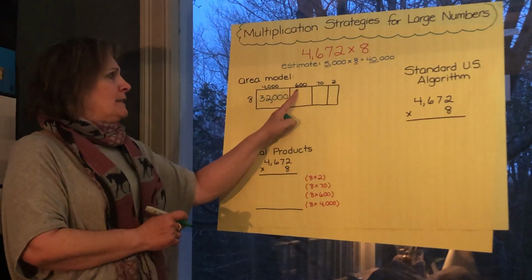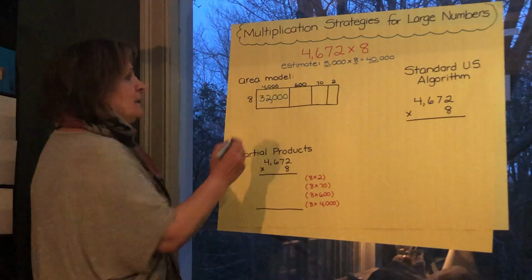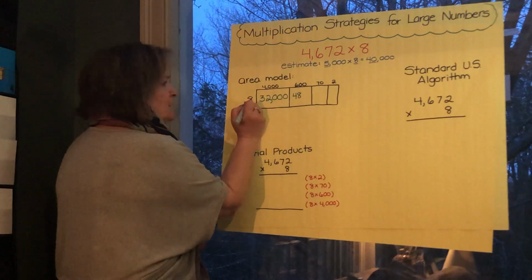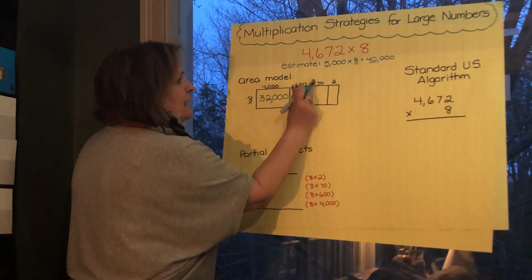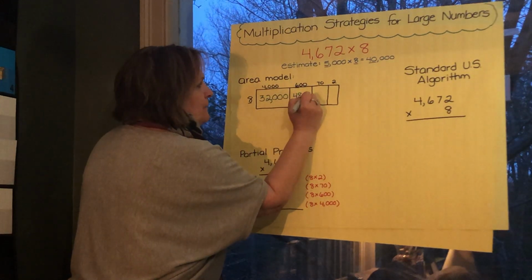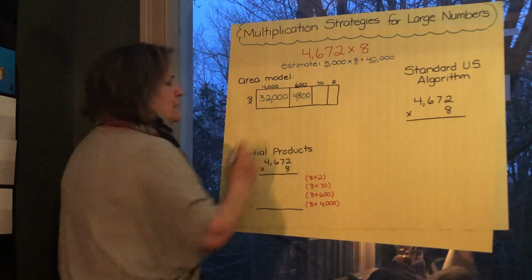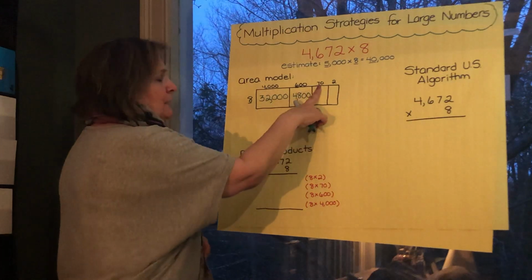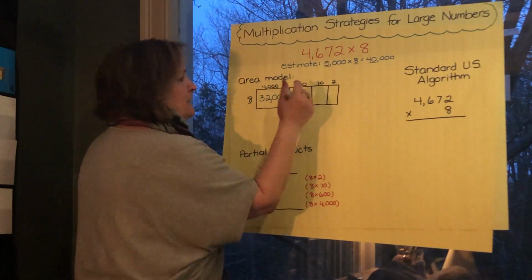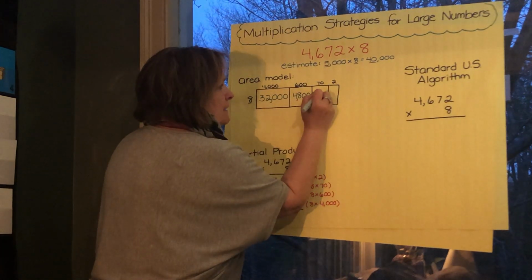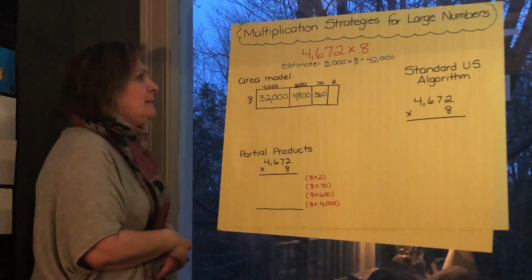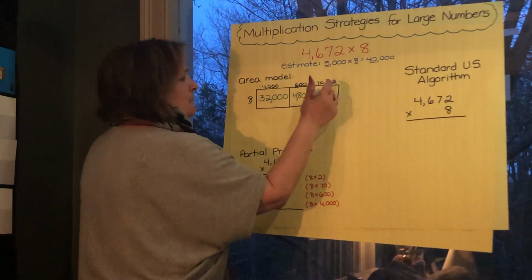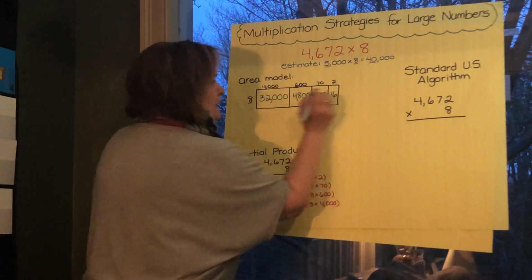8 times 600. Well, we know that 8 times 6 is 48. So we've used the 8 and the 6. We need 2 extra place values. So we stick those zeros on the end. And then we move on. 8 times 70. We know that 8 times 7 is 56. And then there's another place value that we have to add. And finally, we look at 8 times 2, and we say it's 16.